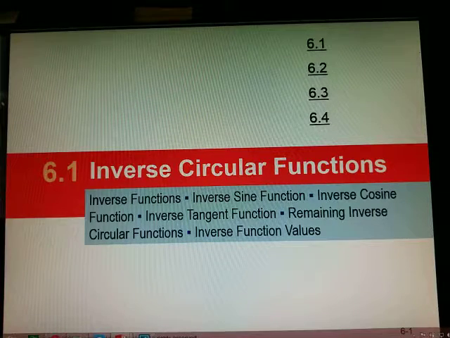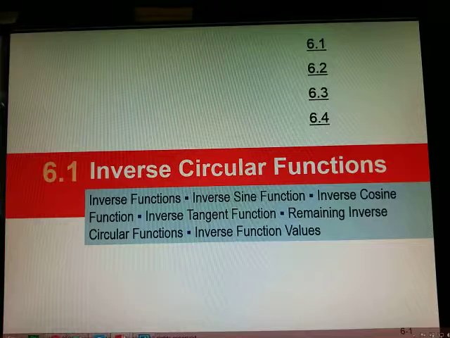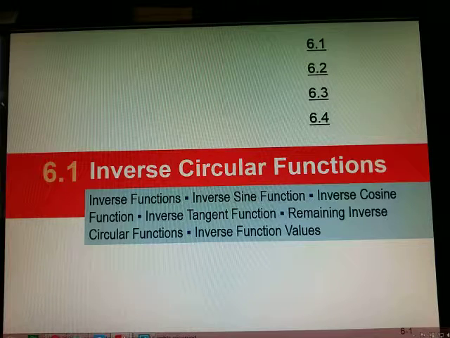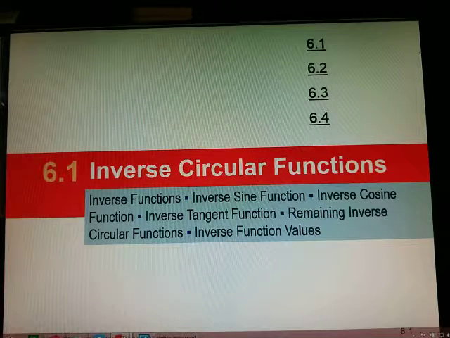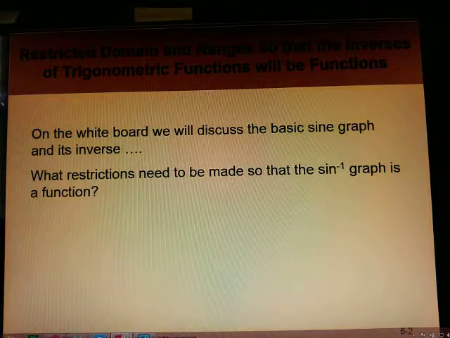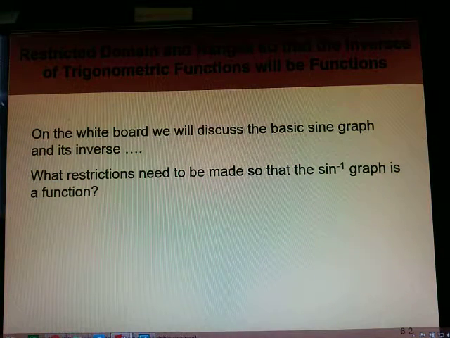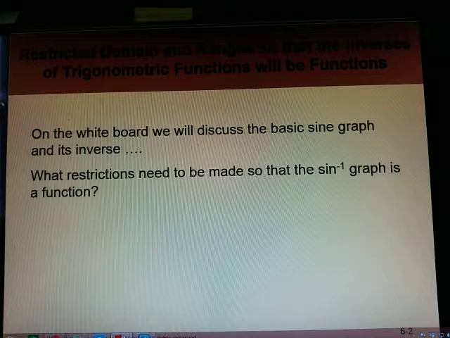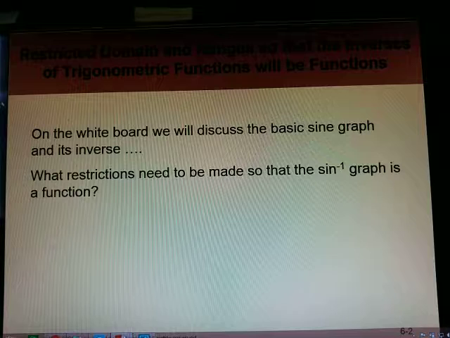All right, in trigonometry, lesson 6-1 on inverse circular functions today, we will be calculating the arc sine or arc tangent, inverse tangent, of functions. Before we can actually do that part, we need to discuss what we would need to do to the basic sine graph or the basic cosine graph. What kind of restrictions would it need to be such that its inverse would be a function?